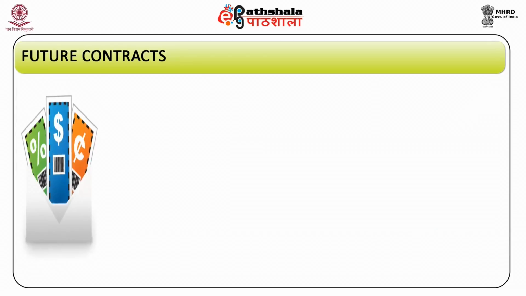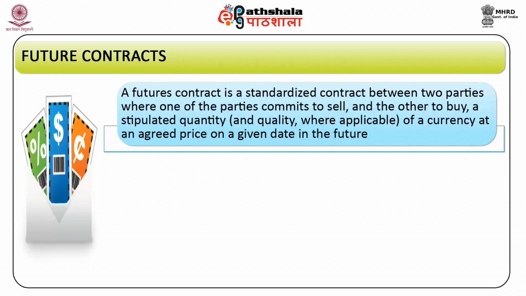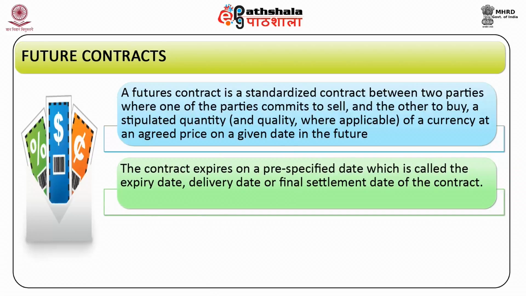Future contracts. A future contract is a standardized contract between two parties where one of the parties commits to sell and the other to buy a stipulated quantity and quality, where applicable, of a currency at an agreed price on a given date in the future. The contract expires on a pre-specified date, which is called the expiry date, delivery date, or final settlement date of the contract.